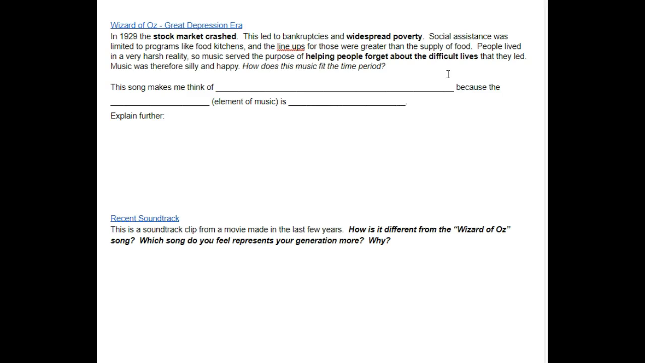They wanted to have an escape from all the challenges that were bringing them down, all the weight of reality. So music was meant to be silly and happy. This music was used in a movie in order to create that silly, happy feel. So you're going to think of, okay, if I were looking for something that had this silly, happy feel, what would be happening in this scene? What scene would I put this with if I were directing this movie?